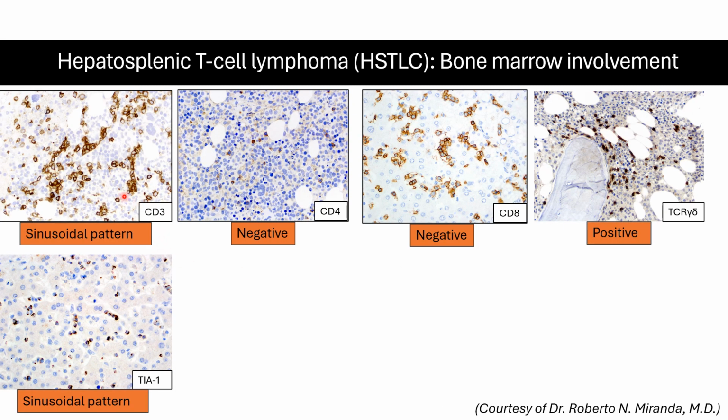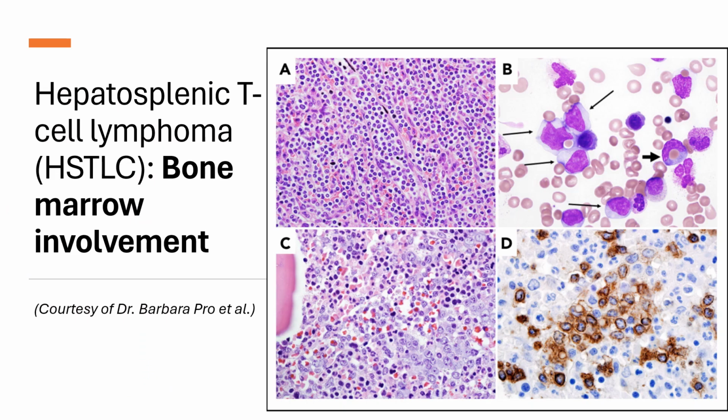And CD3 typically shows a sinusoidal pattern, and CD4 is predominantly negative. CD8 can be negative, but can also be positive in rare cases. Gamma delta is usually positive, and TIA1 is positive. Sometimes it can be just very patchy or a sinusoidal pattern.